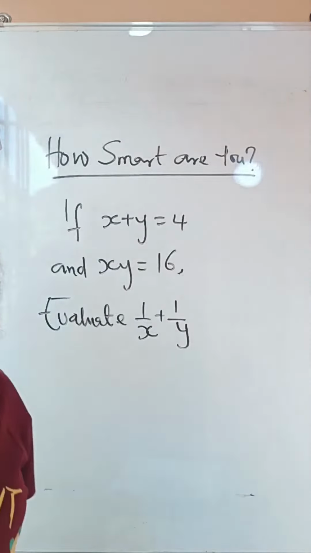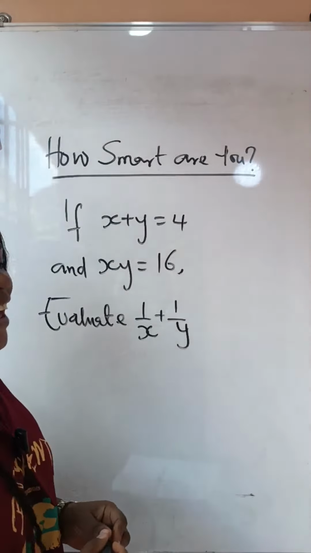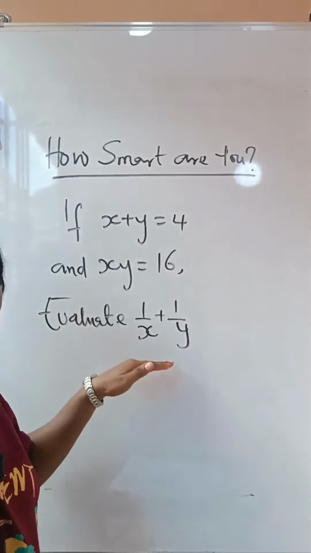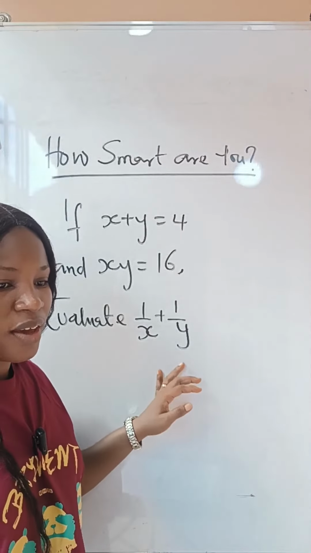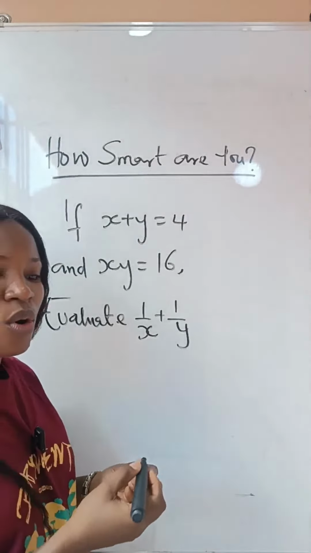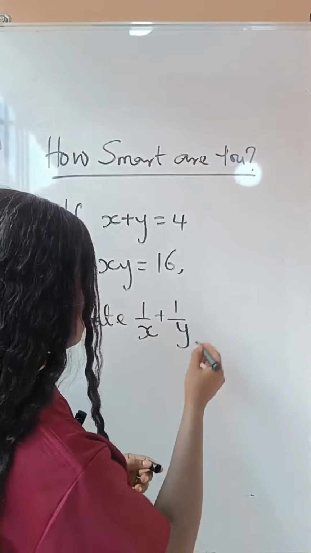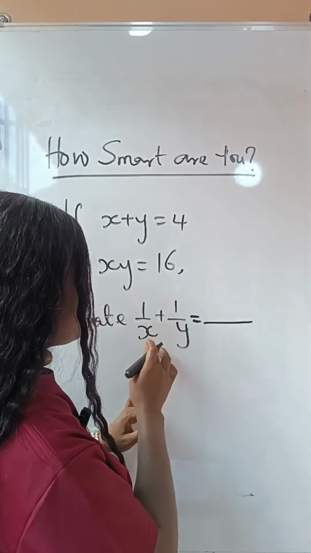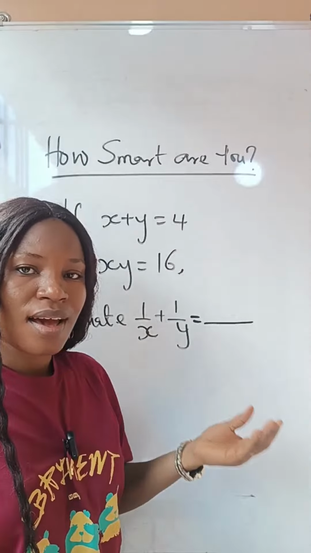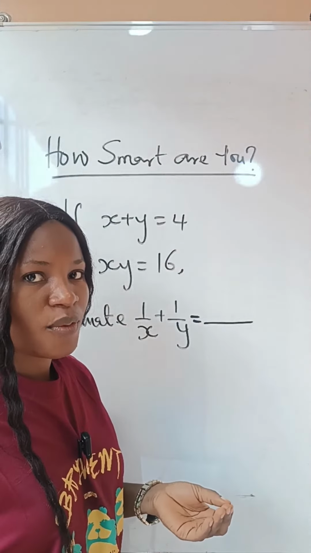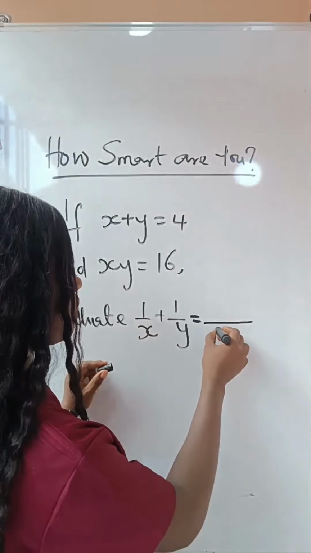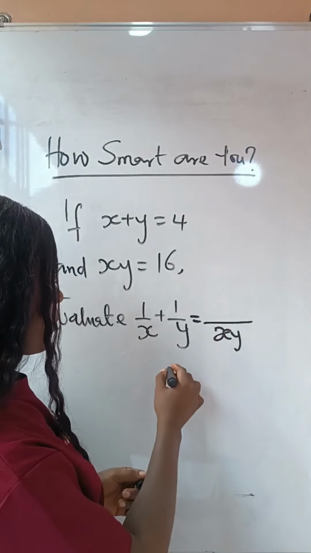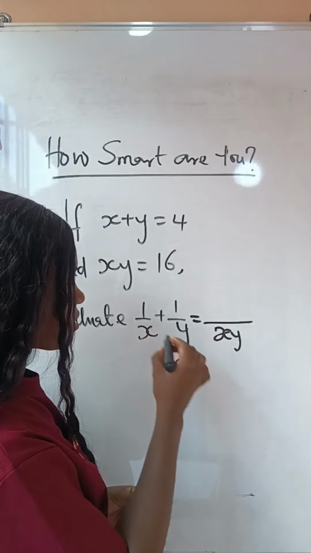All right. So, like I said, you need to evaluate this first. And when you do that, you will have 1 over x plus 1 over y. Now the LCM of x and y is simply x multiplied by y. So we write xy. Now when x divides xy, that is xy divided by x, we remove x and we have y.